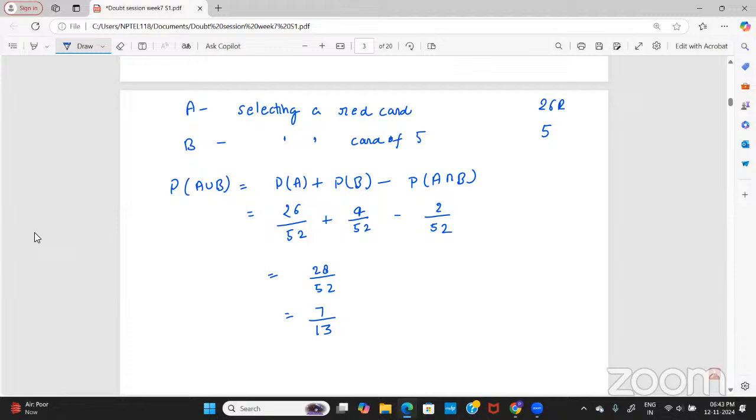Ma'am, can we do it this way? We first select our union set and then take the probability. I just see the red cards and the cards of 5, so I select my union set, which is the red cards and the 5 cards which do not belong to red cards, so 2 black 5 cards. So total 28 cards. Yes, you can do that, that approach will also be correct.